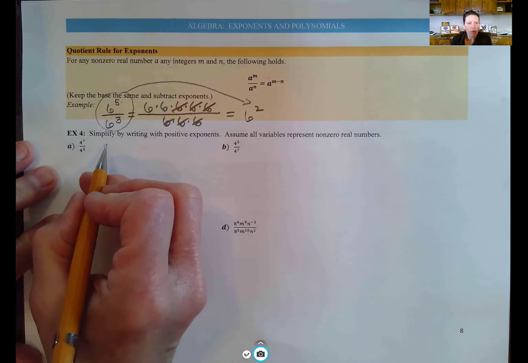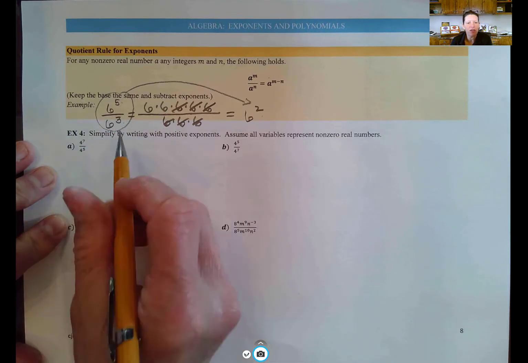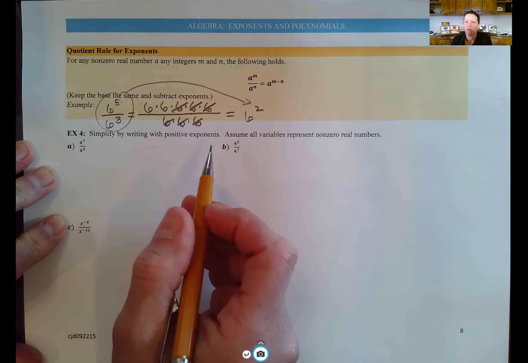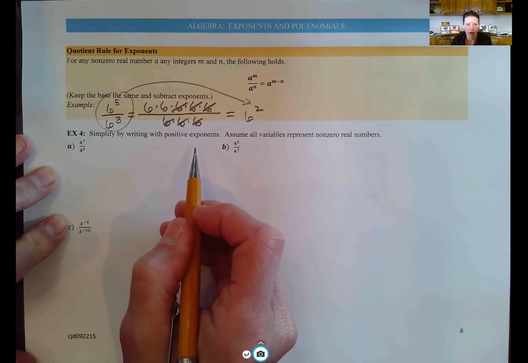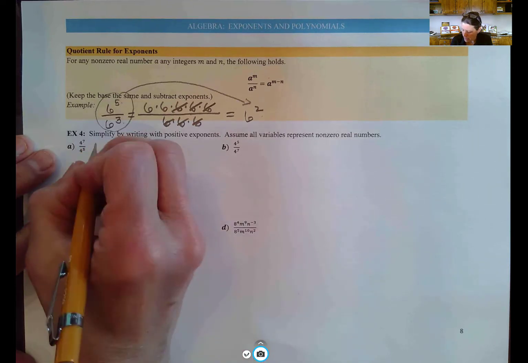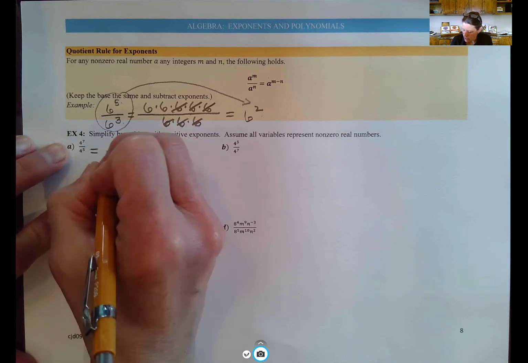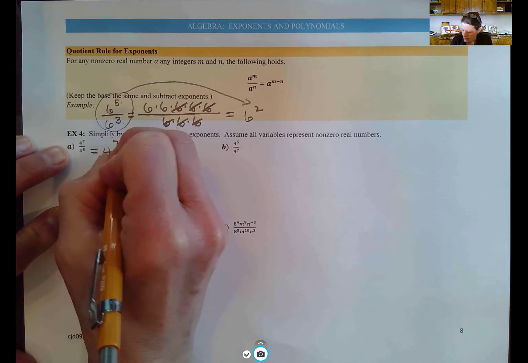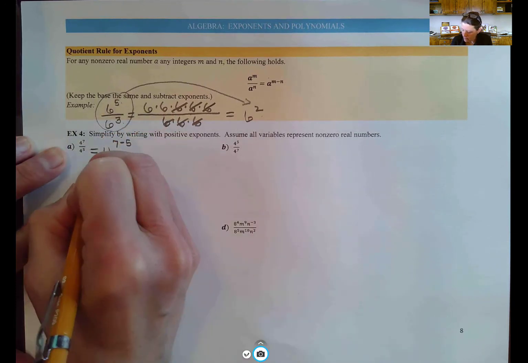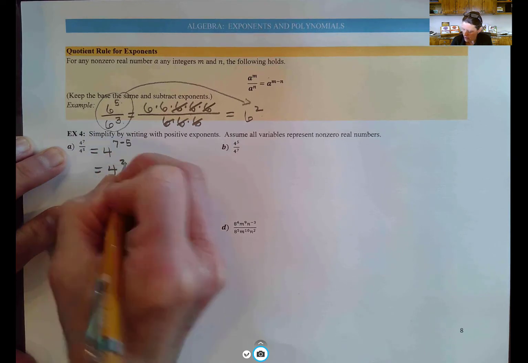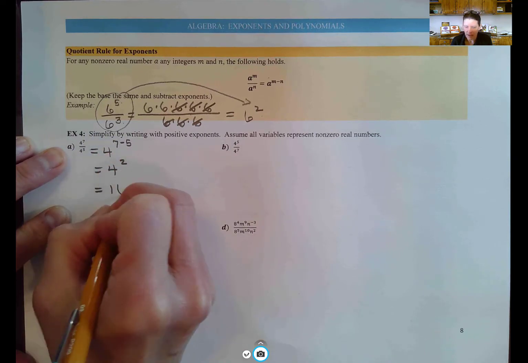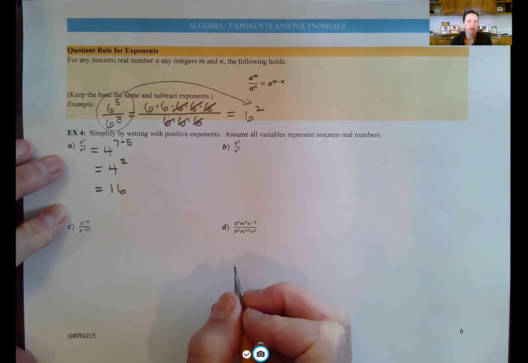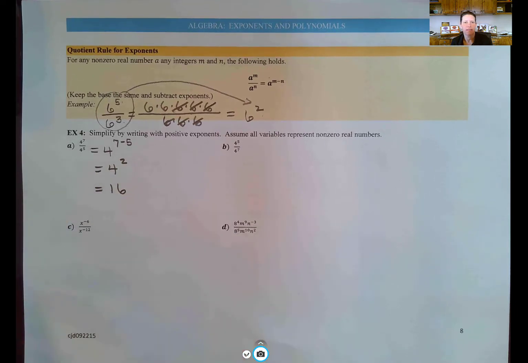In example 4, we want to simplify by writing with positive exponents. Assume all variables represent non-zero real numbers. In part A, let's say 4 to the 7 minus 5, which is a 4 squared, and I'm going to go ahead and just call that 16. I generally evaluate the simple ones.